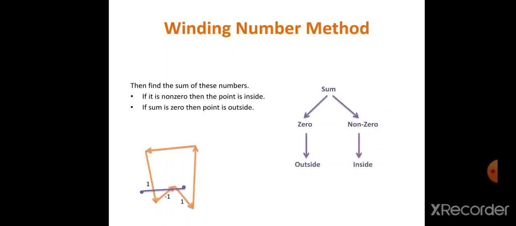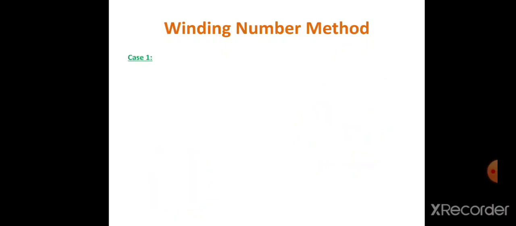So, what is the sum of these points now? 1 minus 1 plus 1. Then summation will be 1, means non-zero. So, I can say that this point is inside of that polygon. So, in this way we have to do. Again we have different cases over here. Let us see one by one.